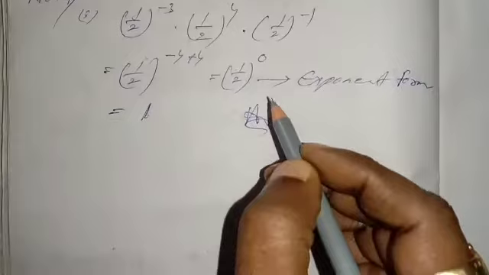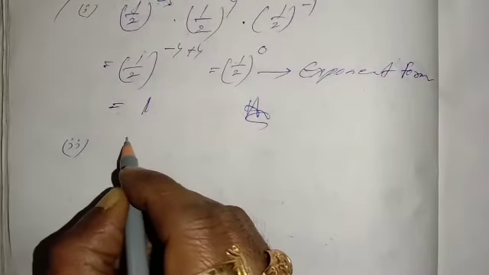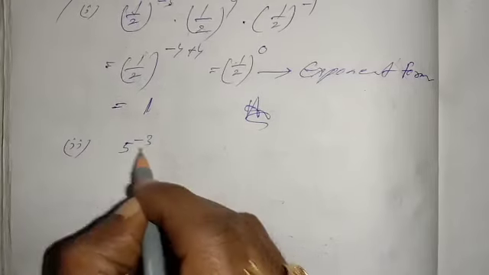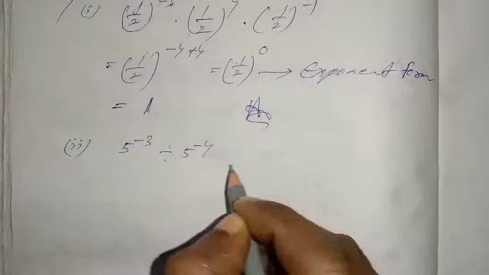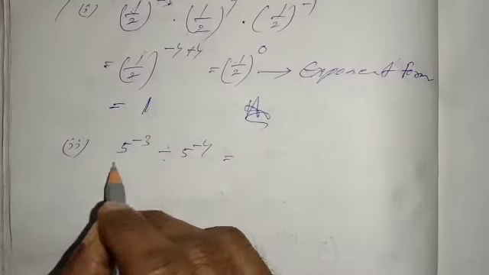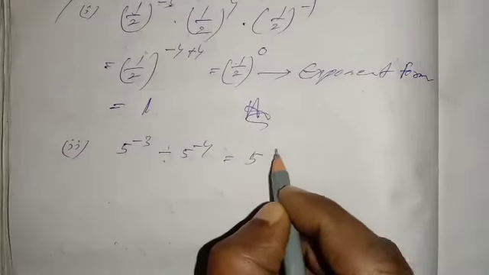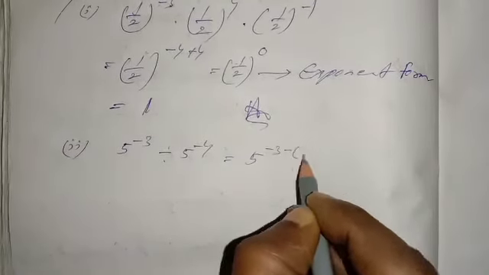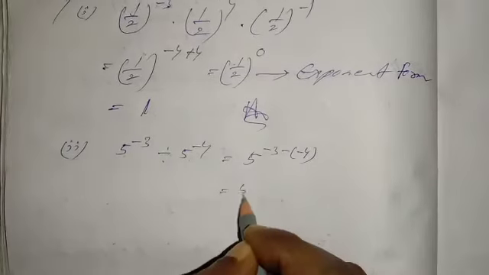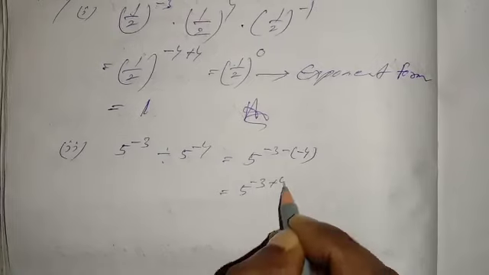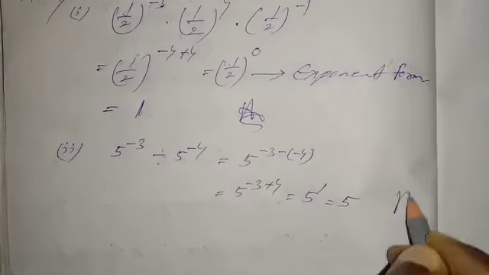Let us go to number 4, second part. The second part question is given as 5^-3 divided by 5^-4. In case of division, the base is the same, so you have to subtract the powers: 5^(-3 minus of -4). In case of division, the power is subtracted. That means this will be 5^(-3+4), which is equal to 5^1, that is 5. And this is the answer.